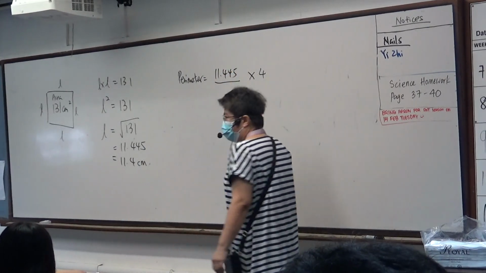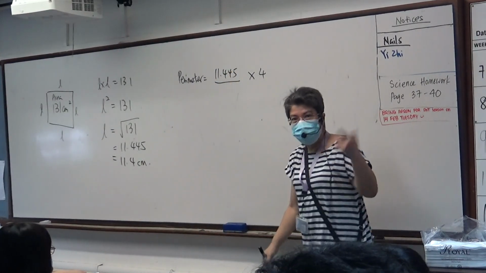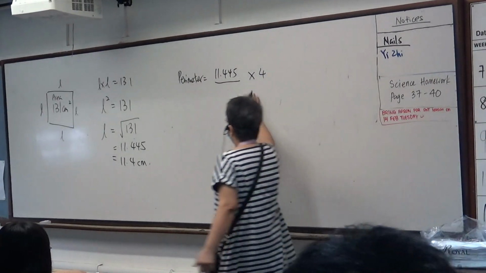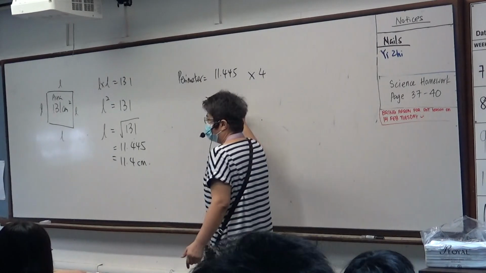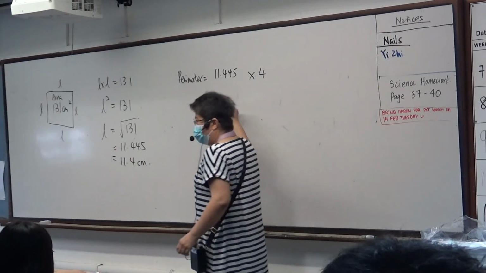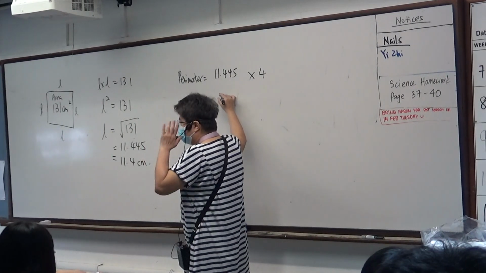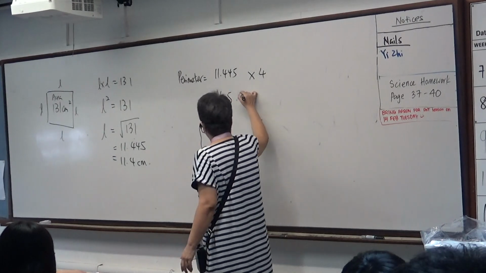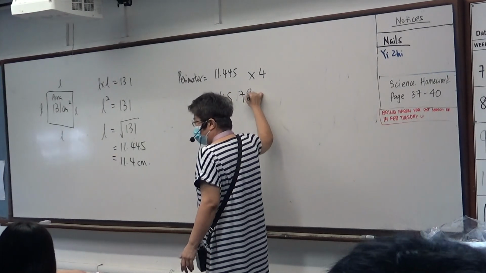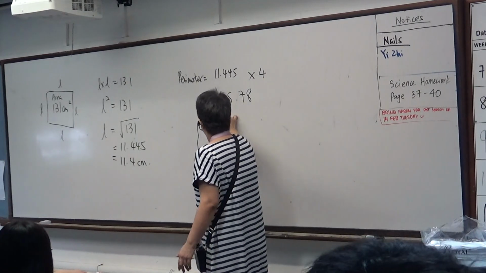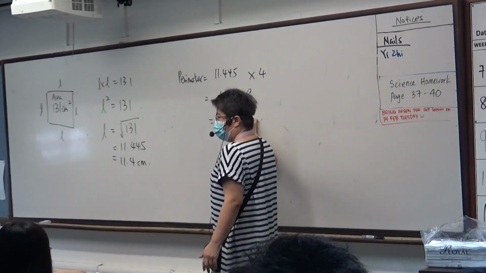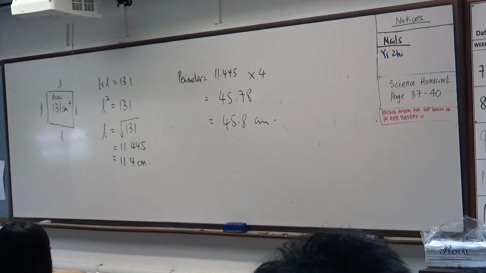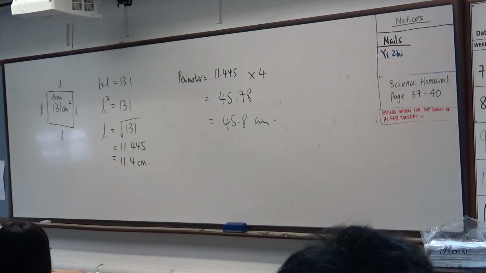11.445, because it's working. So all of you key in now: 11.445 times 4. What will it give you? Just tell me the number. 45.78. That's all. So this will be 45.7 cm. That will be the perimeter. Now, I want to warn you here. This is important.